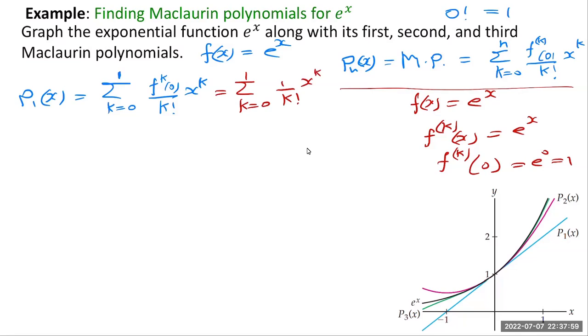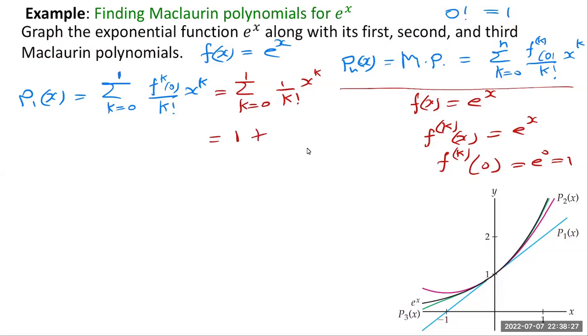Now I can take this summation. If you plug in k is equal to 0 here, that is x to the power 0, which is 1, times 1 over 0 factorial. Notice that 0 factorial is defined to be 1. We take 0 factorial to be 1 always, okay? So the first term is going to be 1.